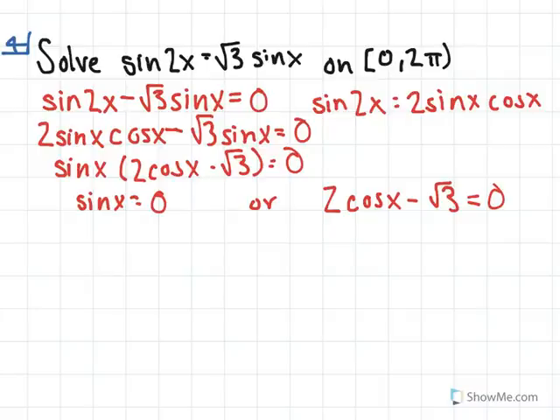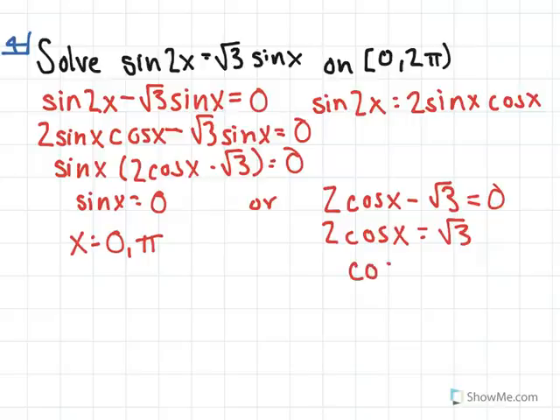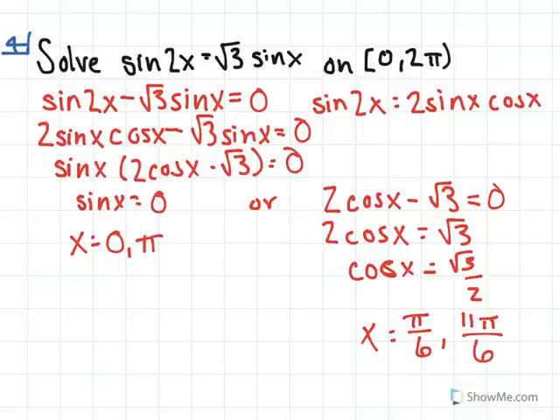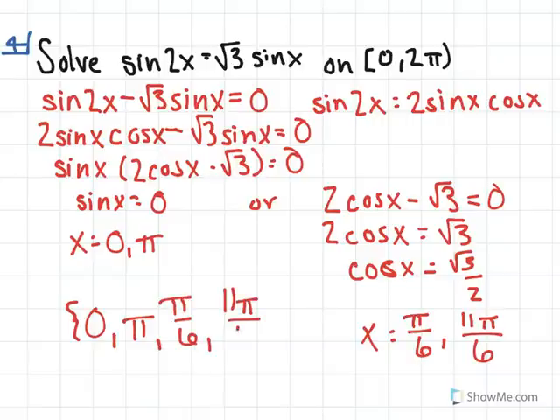So sine of x equals 0 where x equals 0 or pi. And here we're going to solve, so we would add root 3, 2 cosine x equals root 3, divide by 2, cosine of x equals root 3 over 2. And we know that that happens where x equals pi over 6 or 11 pi over 6 if we're looking at the interval 0 to 2 pi. So our solutions would be 0, pi, pi over 6, and 11 pi over 6.